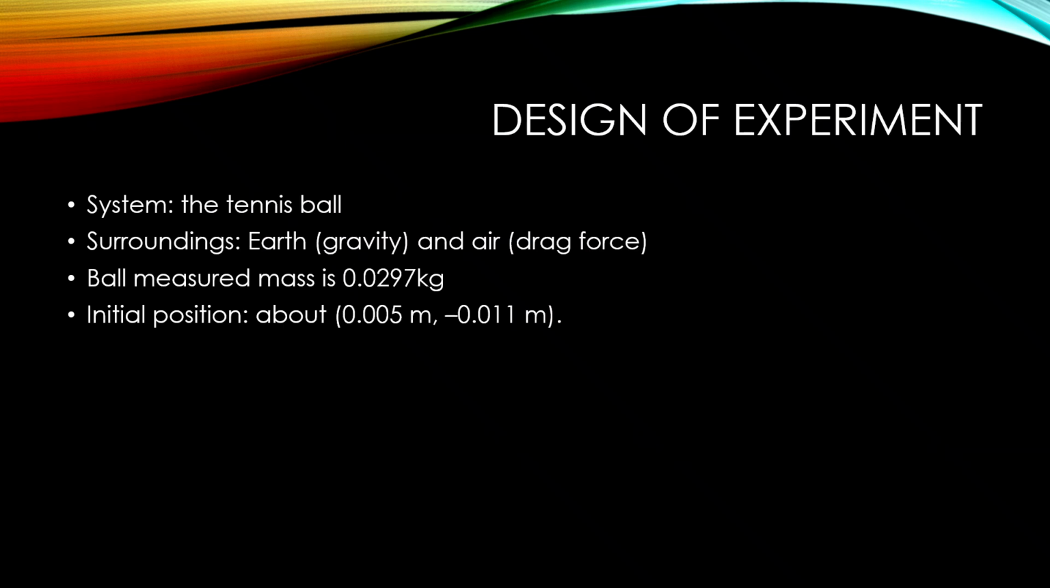Which brings me to the design of the experiment. For my system, we have the tennis ball, and for my surroundings, we have Earth, which is gravity, and the air, or drag force. The ball had a measured mass of 0.0297 kg. Its initial position was about 0.005 meters in the x direction and negative 0.011 meters in the y direction. I used Tracker to mark the position frame by frame. The axis was aligned with my initial throw, which set the release height to be about 0 meters. Initial velocity came from Tracker data and was used in the code as the starting value.